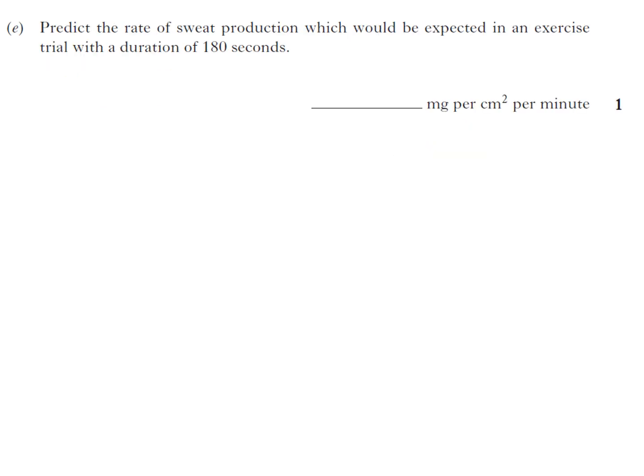Predict the rate of sweat production which would be expected in an exercise trial with a duration of 180 seconds. Okay, I can't tell you this one because this is on the basis of your graph. So this is an extrapolation from your graph, which is why your graph has to be pretty decent. The mark scheme will give a little bit of give. The mark scheme on this one gave 0.45 to 0.48. So you have to take that from the graph that you did.